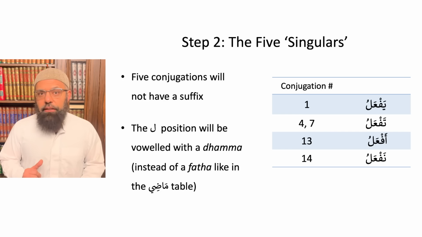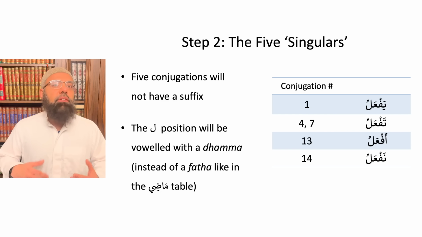In the Mudhari table, something similar will happen. But since we have a letter at the front, there will be more overlap towards the end of the verb. So in the Madi table, one of them had no ending. Over here, 5 of them will have no ending. And this will be, quote unquote, the 5 singulars.